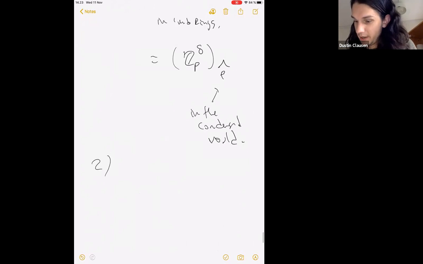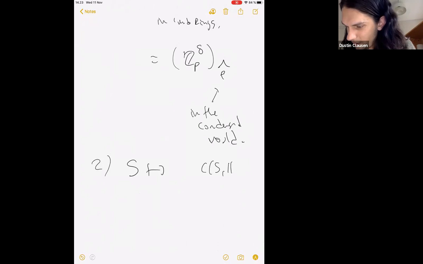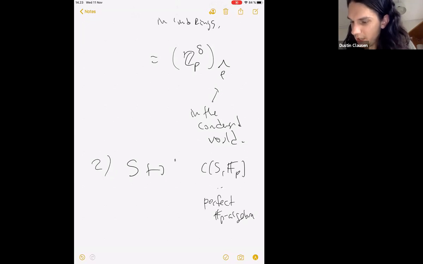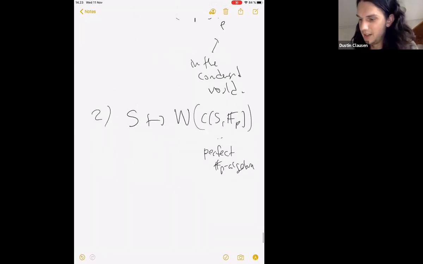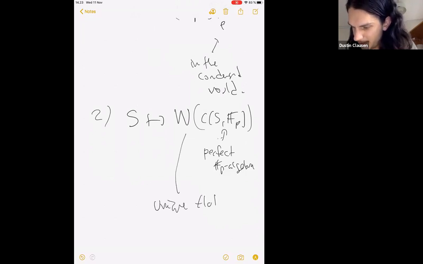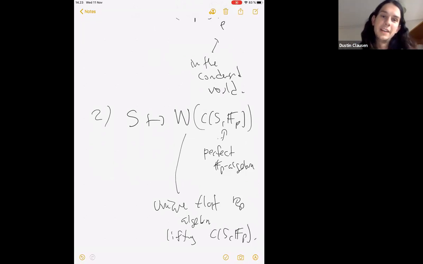Right. So another thing we could do is we take S to, well, we can take continuous functions from S to F_p. This is an example of a perfect F_p-algebra. And then we can take the Witt vectors of that. So that is the unique flat Z_p-algebra lifting continuous functions from S to F_p. So you can build this by deformation theory starting from F_p as well, or using this Witt vector functor if you like.